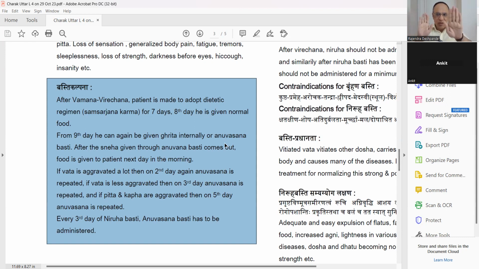Anuvasan, Asthapan. Main types. There are many types of the Bastis, but these are the main types. It will be asked in the oral. Anuvasan, Asthapan. Okay. Let us move further.